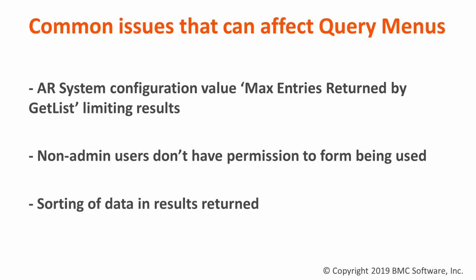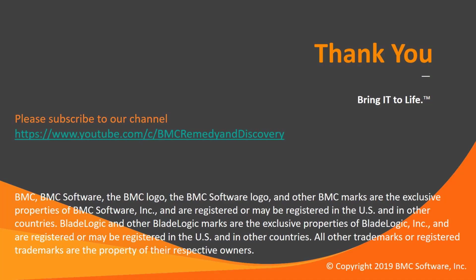Just to recap, the areas we covered: the max values, recommendation is to not necessarily increase that, but make your query menu more specific. Non-admin users not having permission to the form. You're either going to have to get the data in a form that's public permission if you don't want to update the default form permissions, or the form permissions are going to have to be updated. And the sorting of the data, that's going to be based on any sort field defined in the form itself in Dev Studio. So if that needs to be changed, you can update it there as needed.